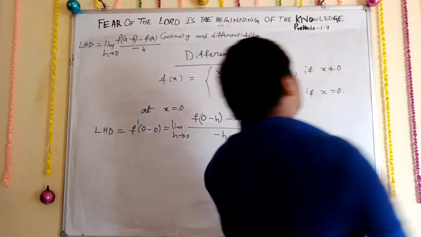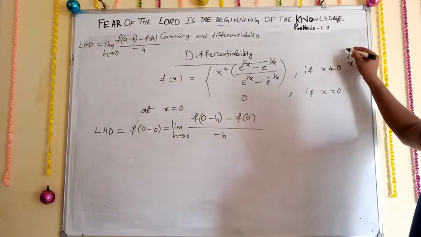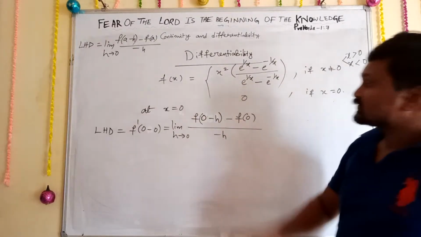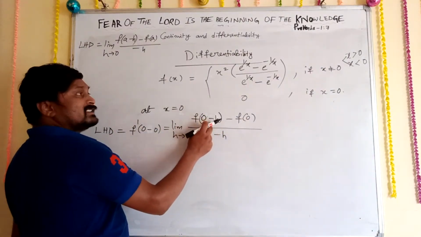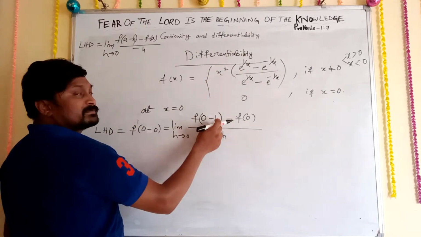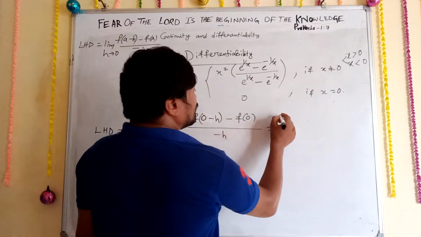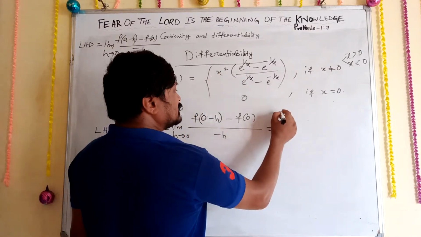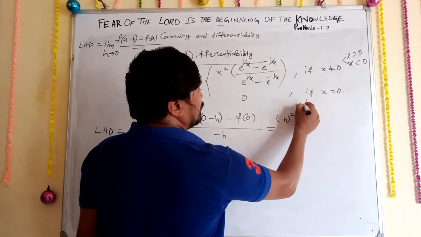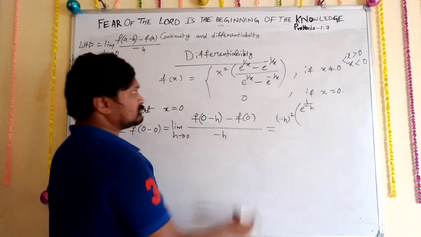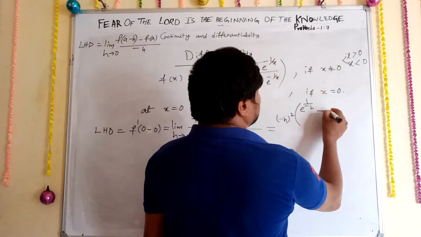Here remember, whether x is greater than 0 or x is less than 0, the function will be this only. So now f of 0 minus h means f of minus h. Wherever x is there, I need to put minus h. So that is equal to, I'll write this part now, x square. x square means minus h whole square, then e power 1 upon minus h, because x means here minus h.